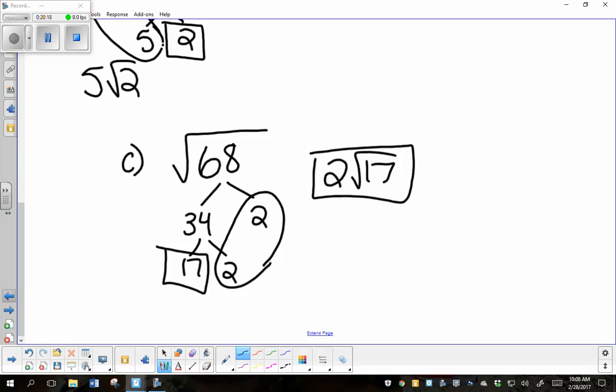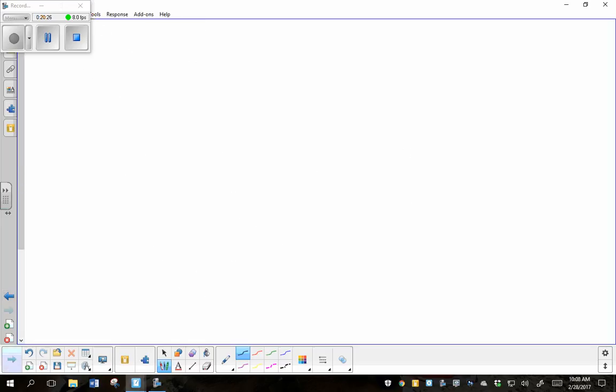Let's move on to a cubed one. So when we do a cubed one, I think you're going to see why I like the tree way. Well, that's too bad. Alright, let's try another one. We're going to do a cube root this time. Oh no. Alright, write this down. The cube root of negative 72.